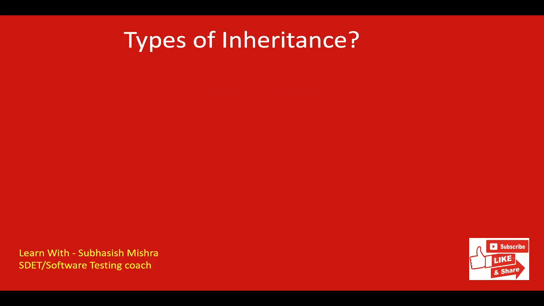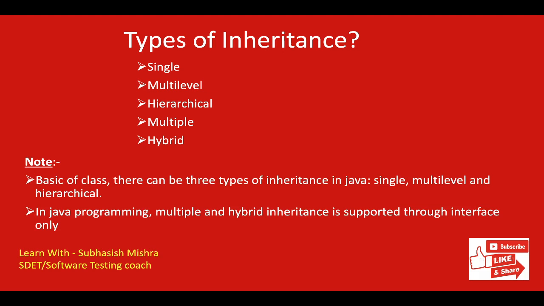Now we'll move to types of inheritance. There are a total of 5 types of inheritance in Java: single, multi-level, hierarchical, multiple and hybrid. On the basis of class, there can be 3 types of inheritance in Java: single, multi-level and hierarchical. In Java programming, multiple and hybrid inheritance is supported through interface only. We'll learn about interfaces in detail in our future tutorials, but you need to remember here, multiple and hybrid inheritance is supported through interface only.